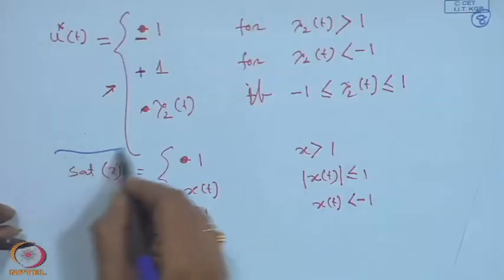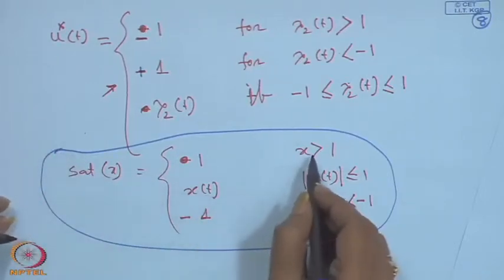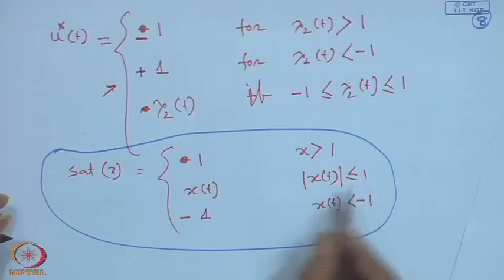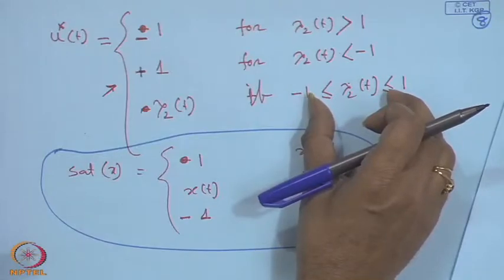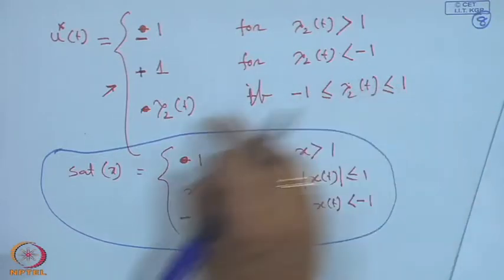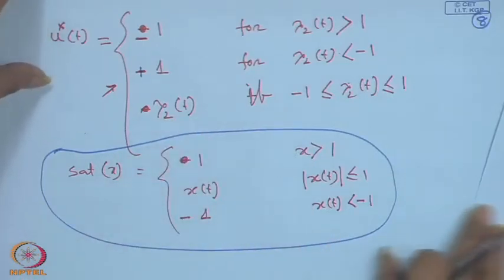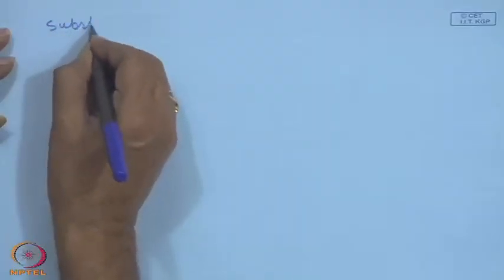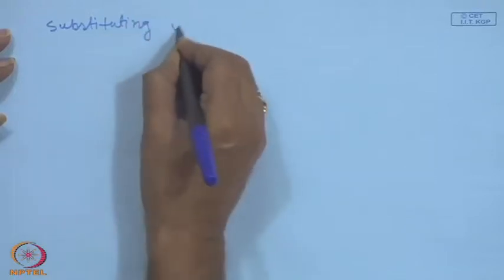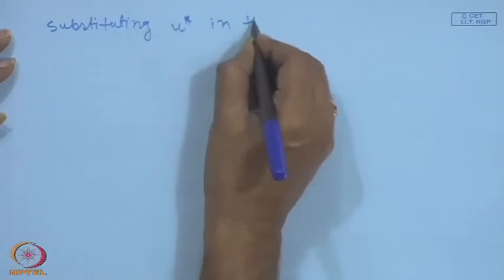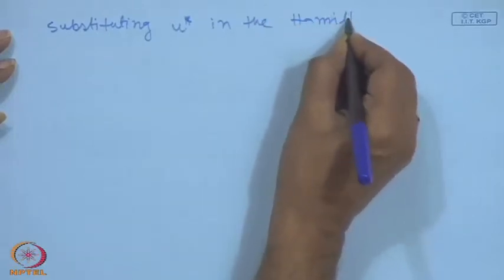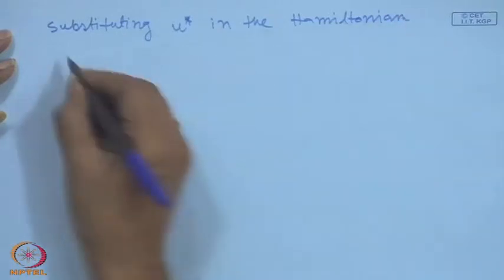So this behaves like a saturation function. X greater than 1 gives 1, and x less than minus 1 gives minus 1. This is a saturation function. Anyway, our problem is when lambda 2 is within the range minus 1 to plus 1, we switch to lambda 2. So next, what we have to do is solve these problems, substituting u star in the Hamiltonian function.